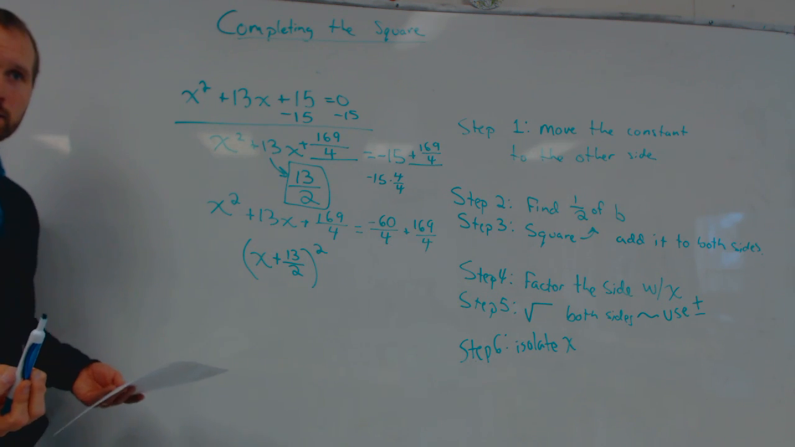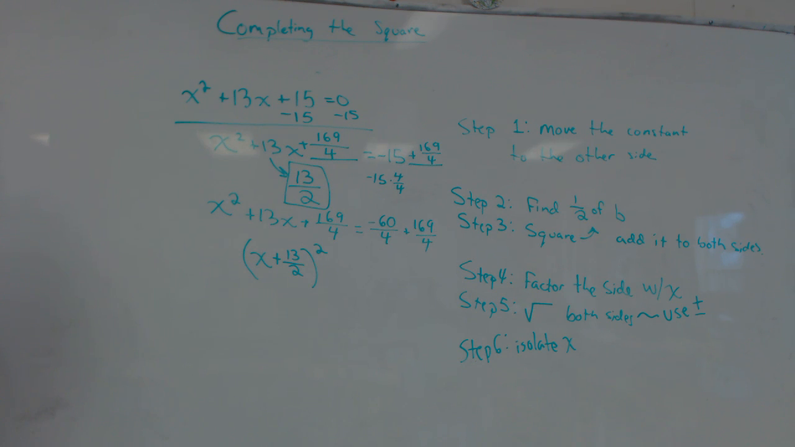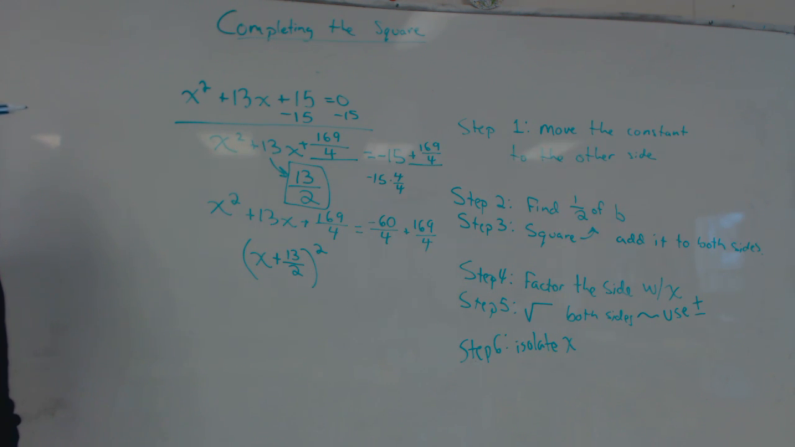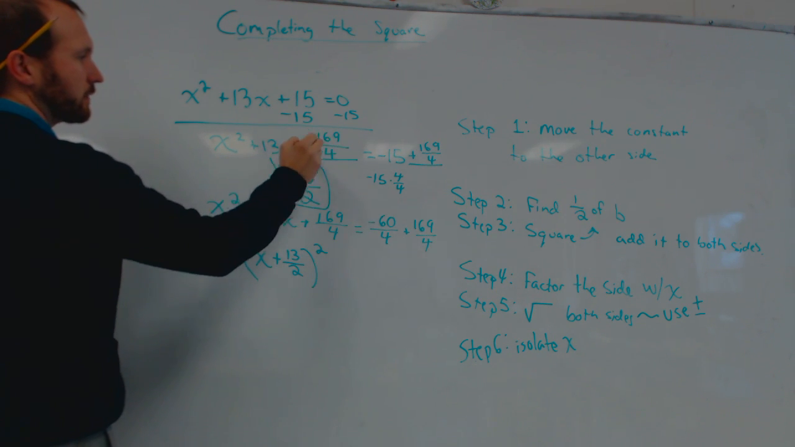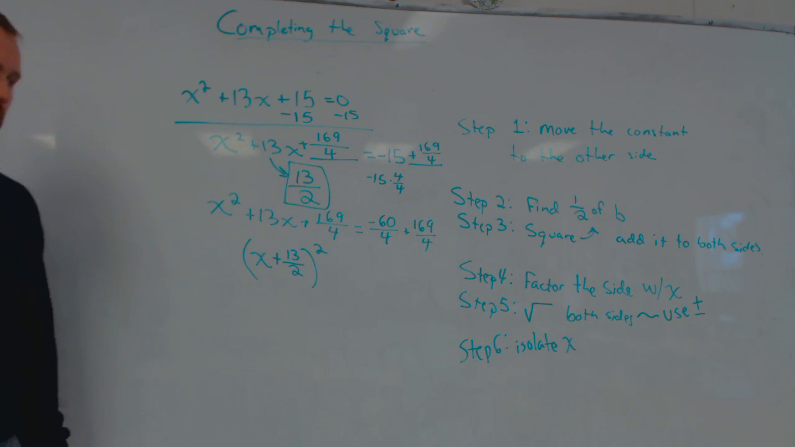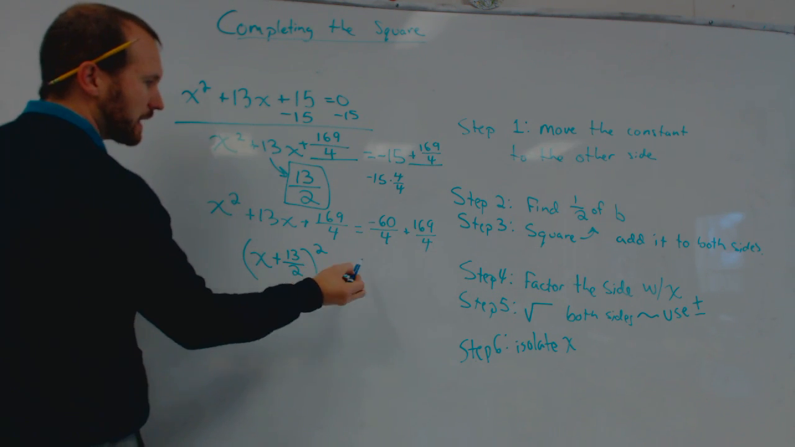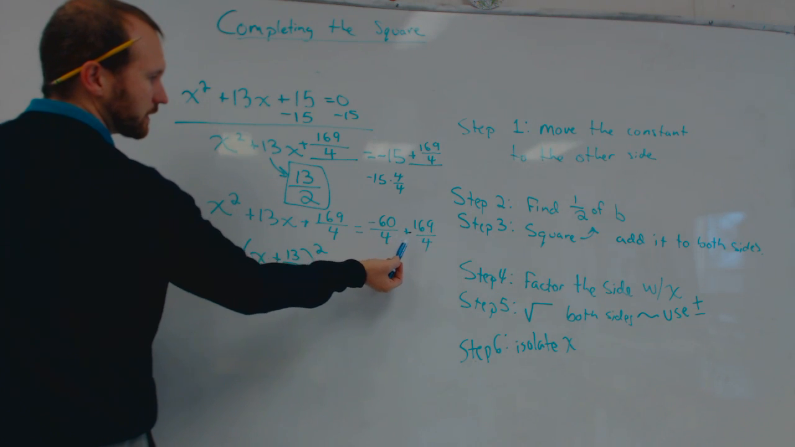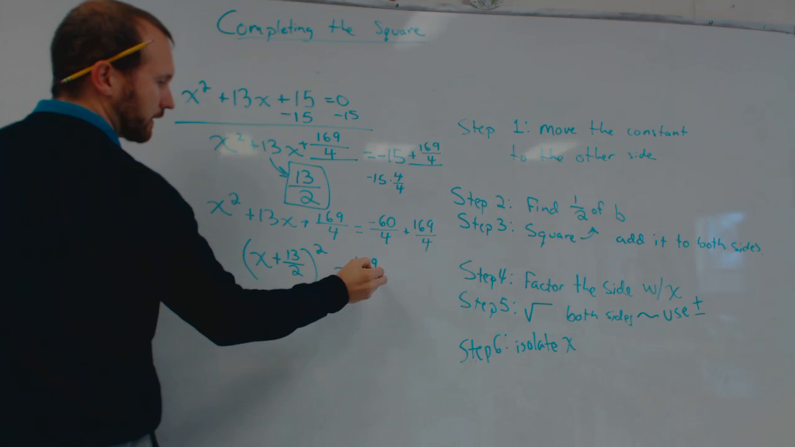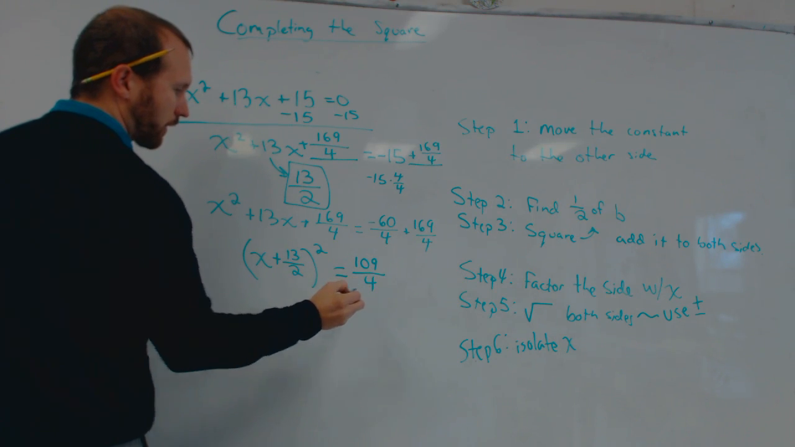Is it always going to be a positive right there? No, it could be a negative or a positive. It was a negative in the last one. The things that you put in the blanks can't be negative, right? This will always be a positive because I'm squaring something, and the square of something is always a positive. Equals, I'm going to combine these two fractions. So negative 60 and 169 is actually 109 over 4.